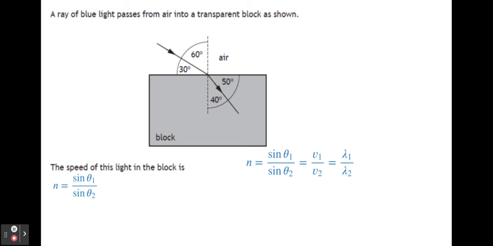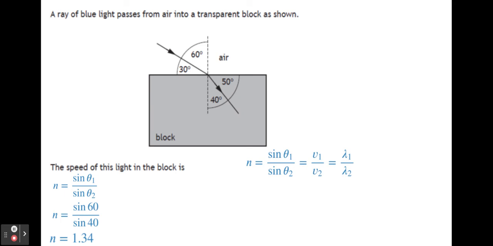Theta 1, remember, is the angle that the light ray makes with the normal in air, which is 60 degrees in this case. Theta 2 is the angle that the light ray makes with the normal in the material, 40 degrees in this case. So I can work out my refractive index, sine 60 divided by sine 40, which is 1.34.